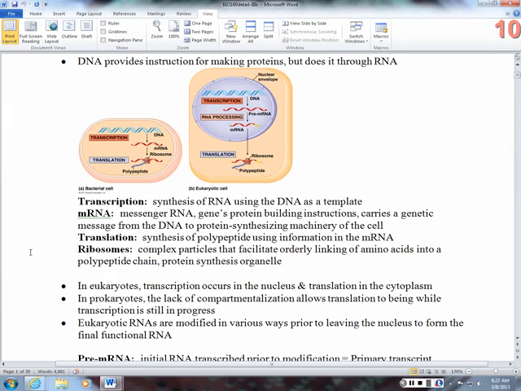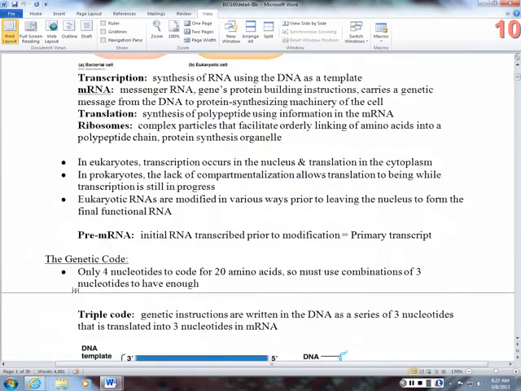Your eukaryotic RNAs are also going to be modified in ways prior to leaving the nucleus to make your final functional RNA. In the prokaryote, they just take the instructions the way they are. In the eukaryotes, we want to clean up the instructions before we send them out.